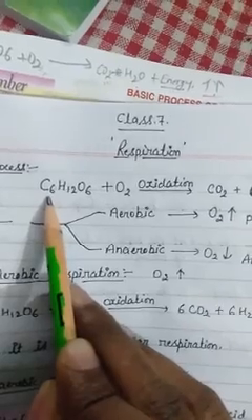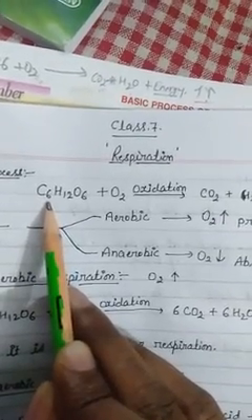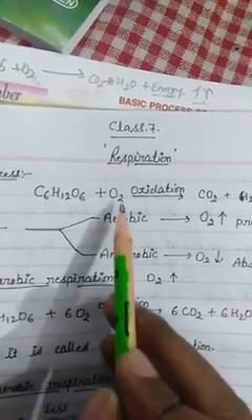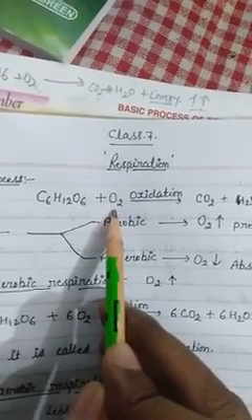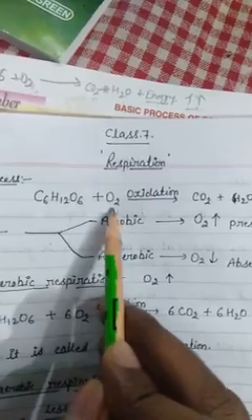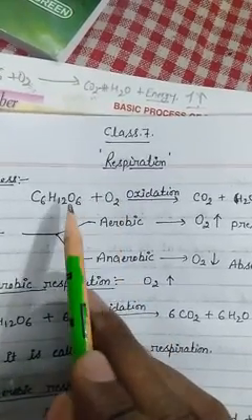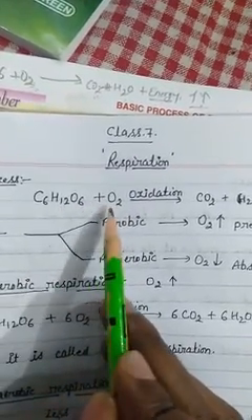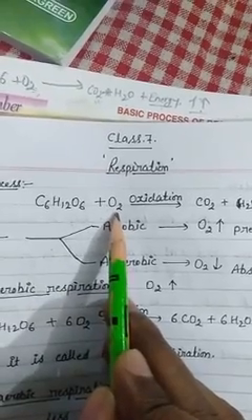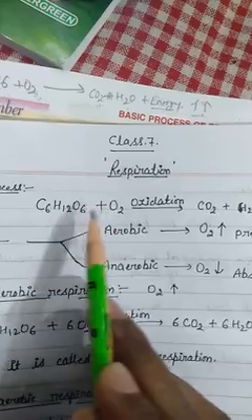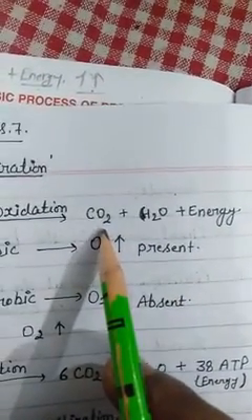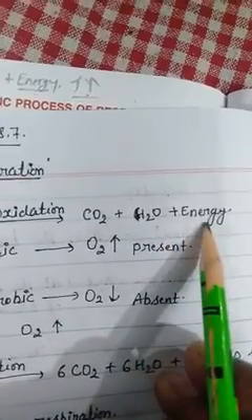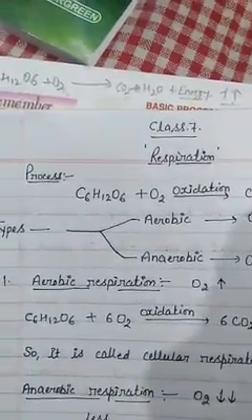The process is when glucose, C6H12O6, gets oxidized in the presence of oxygen, O2. When glucose gets oxidized in the presence of oxygen, it is converted into carbon dioxide, water and energy. So this is the process of respiration.